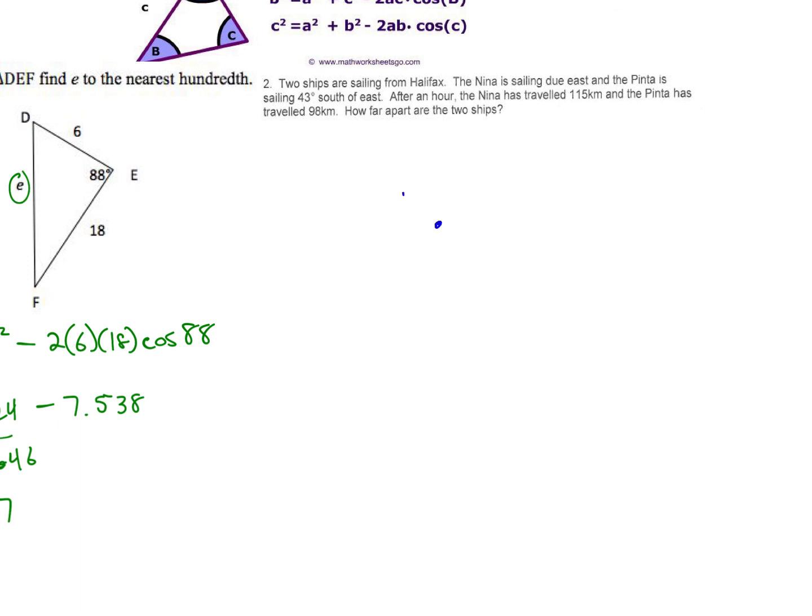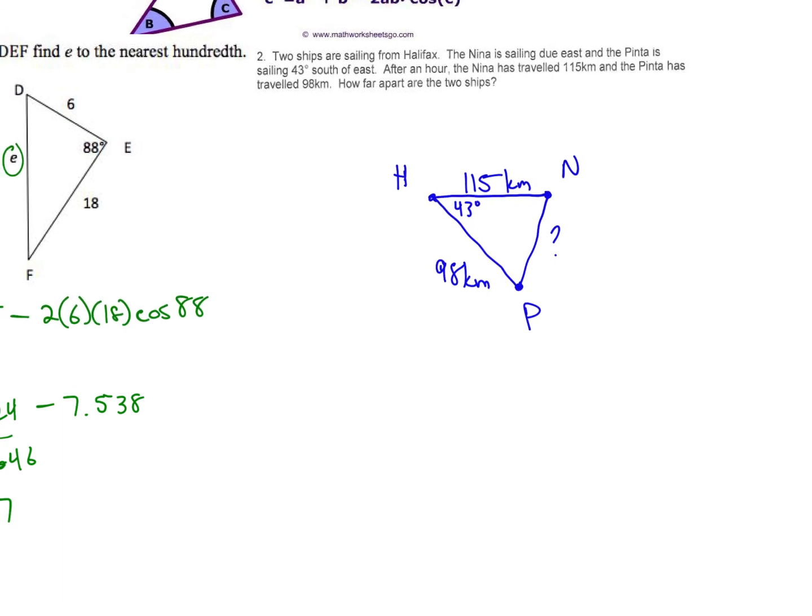Okay, so we'll call this Halifax. The Nina is sailing due east, so there's the Nina, and after 1 hour, it has traveled 115 kilometers. The Pinta is sailing 43 degrees south of east, so the Pinta is going this way, and it has traveled 98 kilometers after an hour. And we know it's sailing 43 degrees south of east. Now it's asking how far apart are the 2 ships. So what's that distance between the 2 ships? So this is very much a law of cosines problem.